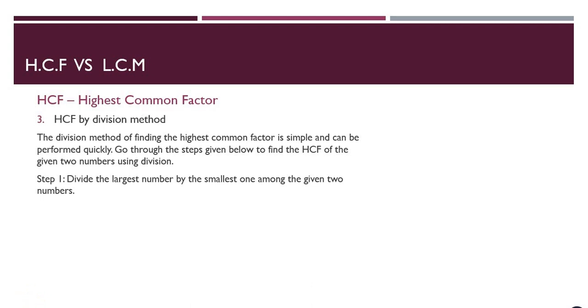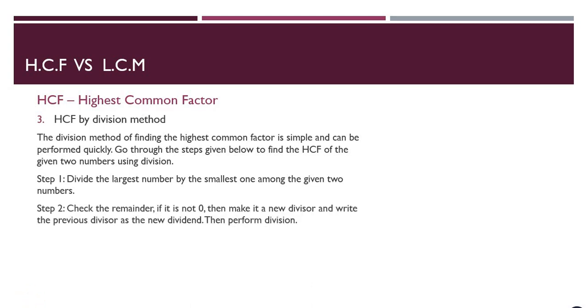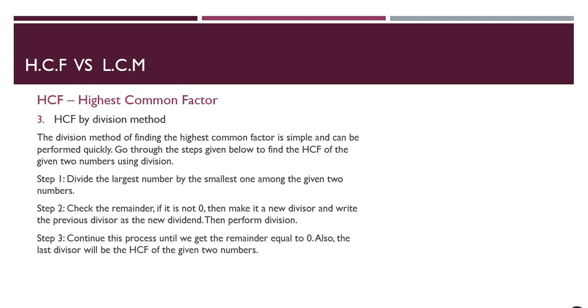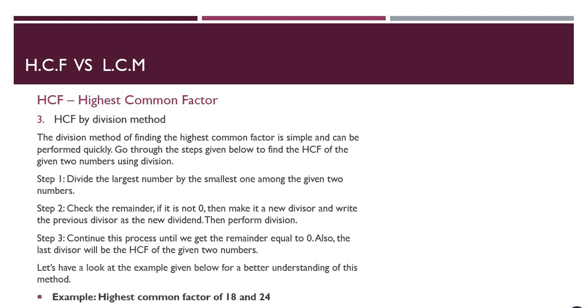Step 1. Here we have step 2 and step 3. You may read these. So here's what we're going to do. We want to find the highest common factor of 18 and 24. It says divide the largest number by the smallest one among the given two numbers. So we have 24, which is the largest. We know that 24 is greater than 18. So we are going to divide the largest, which is 24, by the smallest. So we carry out step 1. 18 can enter 24 only once, and 18 times 1 is 18.